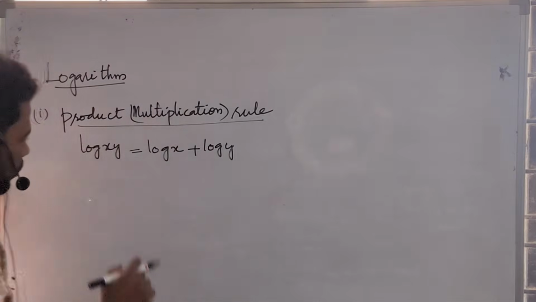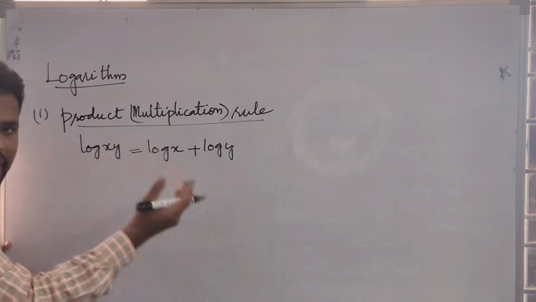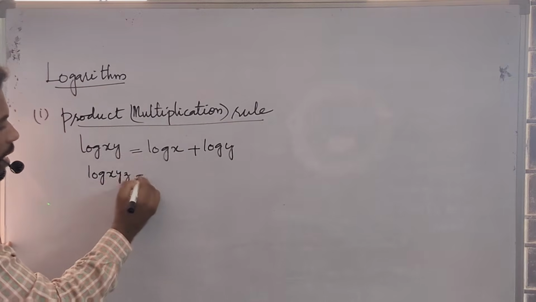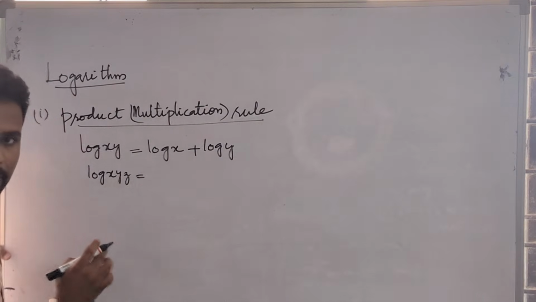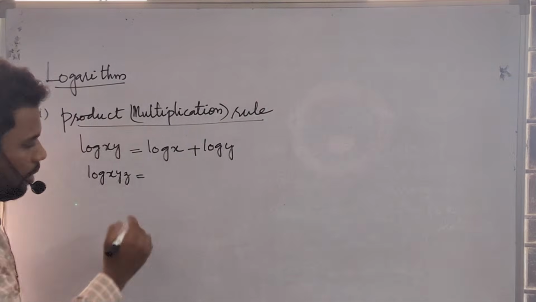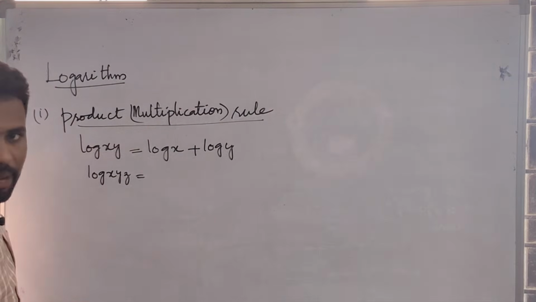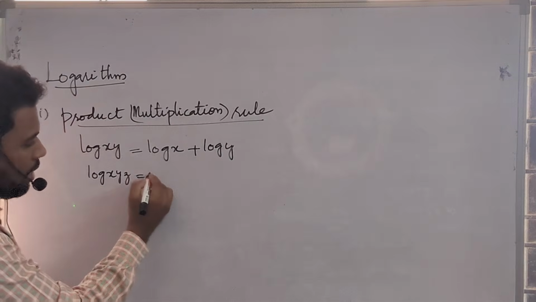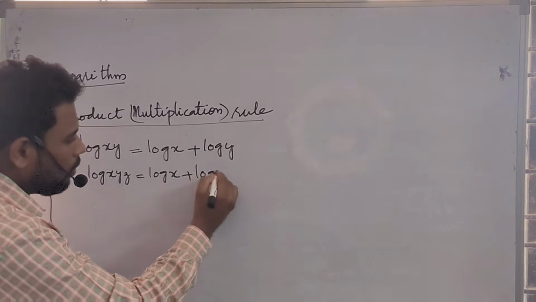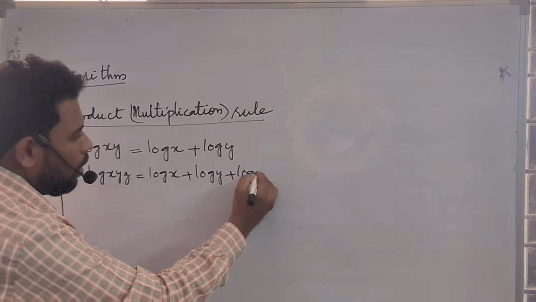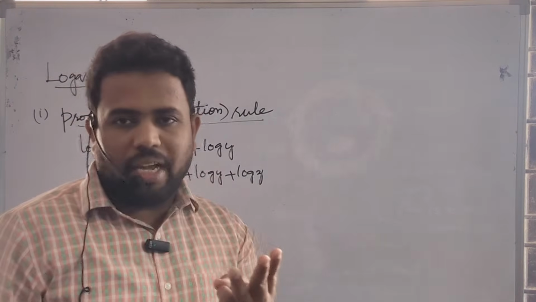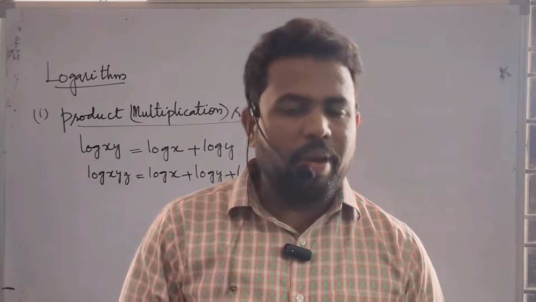Now, if there are 2 terms, 3 terms, doesn't matter. Suppose I am taking here log x, y, and z. Now tell me how many values are multiplied? 3 values are multiplied. So now you can expand by writing plus 3 times. So log x plus log y plus log z. So we expanded log 3 times.